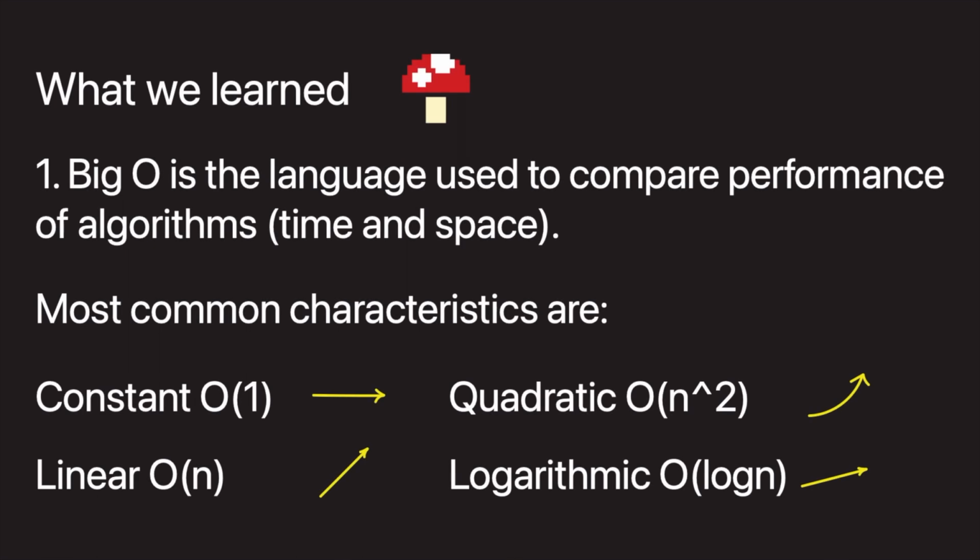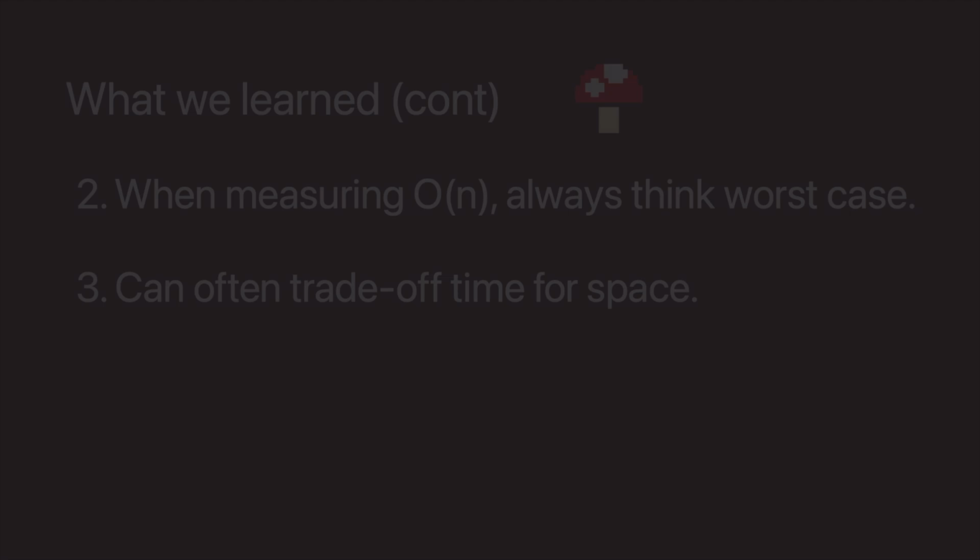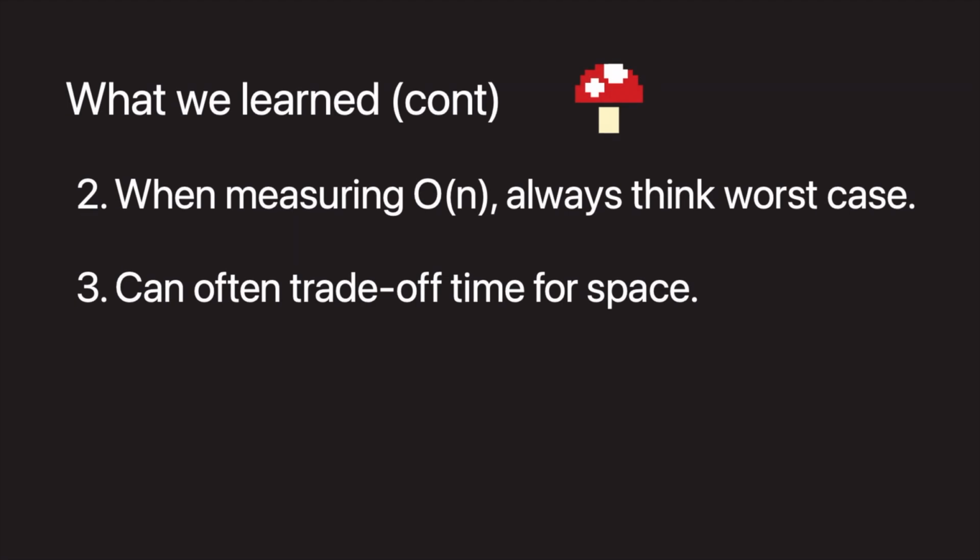So in summary, what did we learn? We now understand that Big O notation is the language used to compare the performance of algorithms in terms of time and space. Four of the most common runtime characteristics we see are constant, linear, quadratic, and logarithmic. We also learned that when it comes to talking about Big O, we always need to talk about the worst case performance. In other words, we don't just look at the best case for how an algorithm runs. We always consider the worst case, and that's the Big O notation performance of that algorithm.